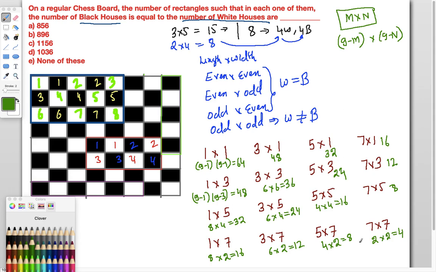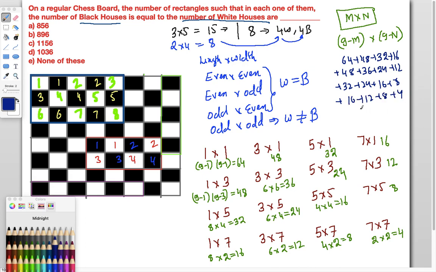In that case, the number of white houses can never be equal to the number of black houses. Now, if you add all of them, it comes out to be 64 plus 48 plus 32 plus 16, plus 48 plus 36 plus 24 plus 12, plus 32 plus 24 plus 16 plus 8, and plus 16 plus 12 plus 8 plus 4. So this total comes out to be 400.